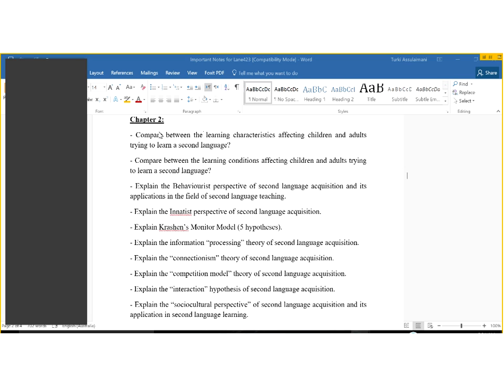So this is the answer to question 1 under chapter 2. Let's move on to question 2. Compare again between the learning conditions affecting children and adults. We talked about learning characteristics, the features inside the learner that differ between the child and the adult. Now we talk about learning conditions. So things in the environment that are again different between children and adults.